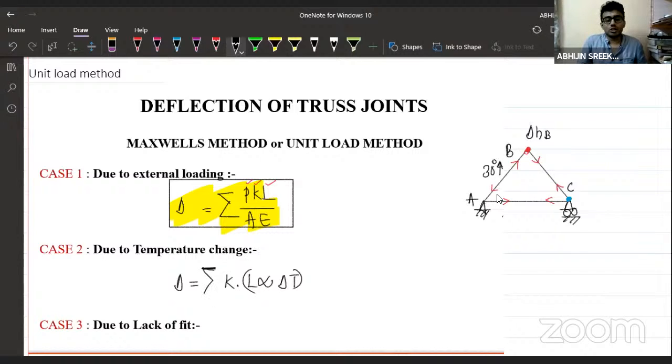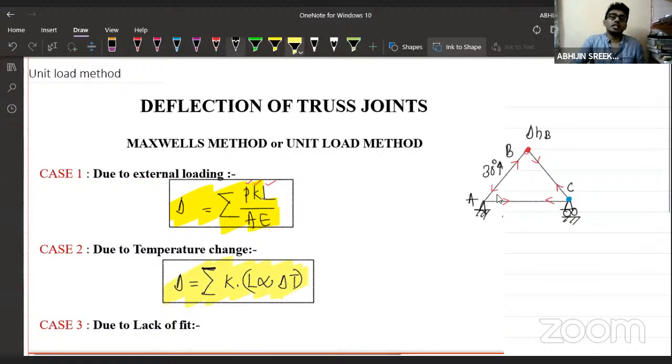So this is the summation of K L alpha delta T. Use this equation, get the answer. The notations remain the same. So the symbols remain the same. K value. What is the K value? If I need the horizontal displacement here, I need to first apply a horizontal unit load at the point B. Calculate the member forces KAB, KBC, and KAC and apply them here. L is the length of each member, alpha is the coefficient of thermal expansion of the member material, and delta T is the temperature change.